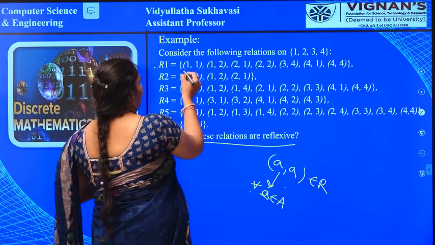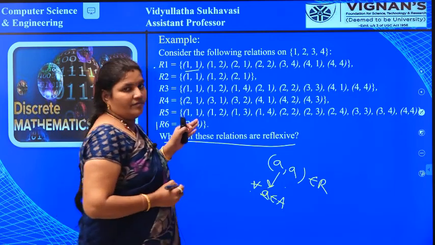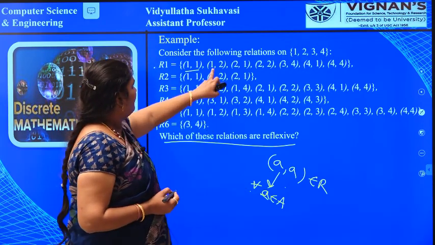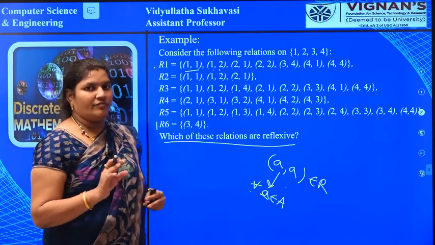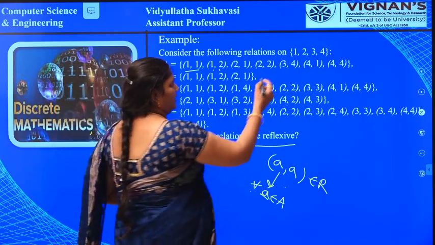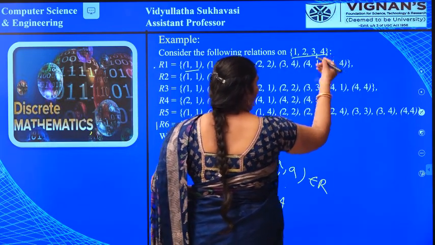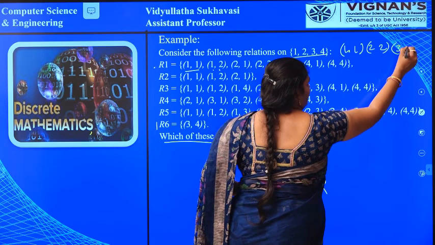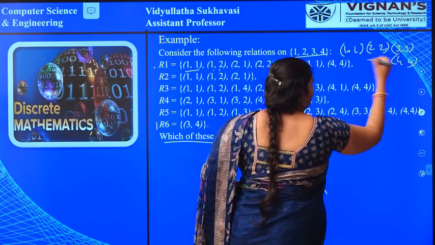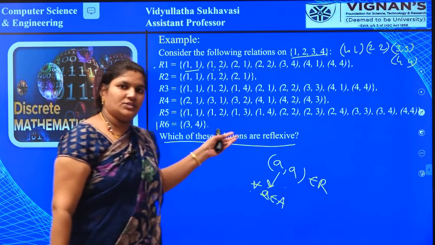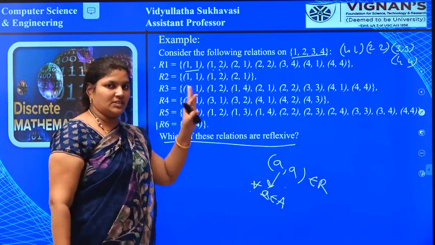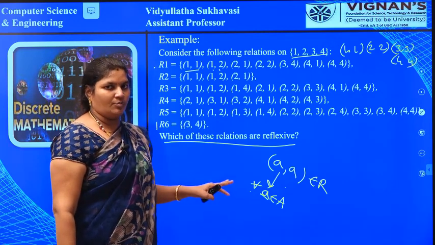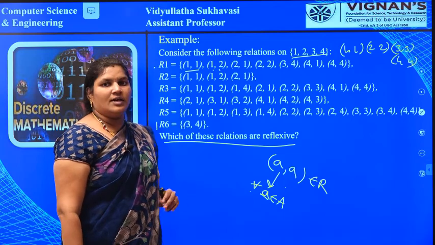See here, 1 comma 1, which comes from the set A, and then 1 comma 2. Mainly, what we are going to check in the reflexive property is, for the given set 1, 2, 3, 4, what are the reflexive pairs? 1 comma 1, 2 comma 2, 3 comma 3, 4 comma 4. We check whether these 4 ordered pairs are present in the given relation or not. If these 4 ordered pairs are present in the given relation, then we can directly say it is satisfying the reflexive property. Otherwise, it is not.